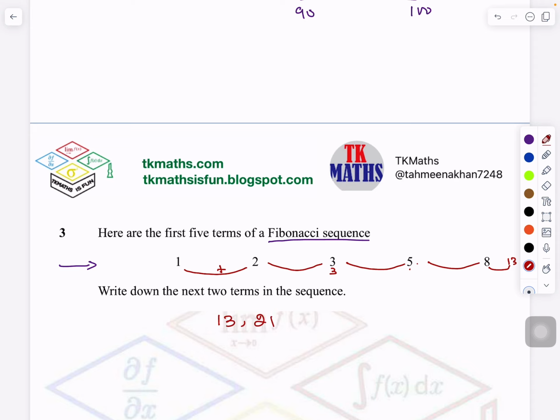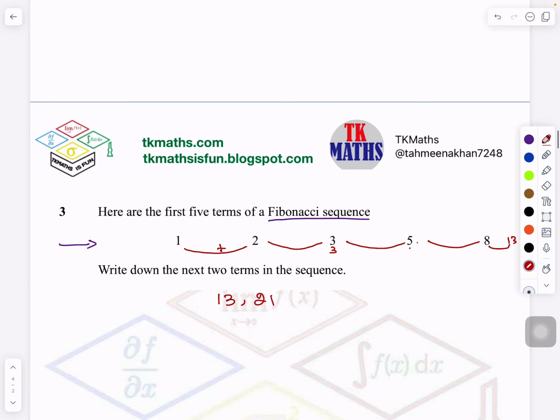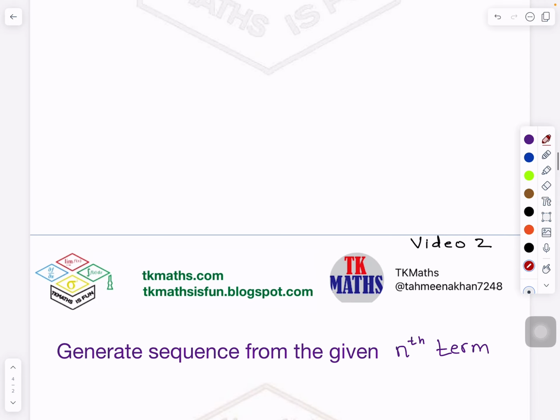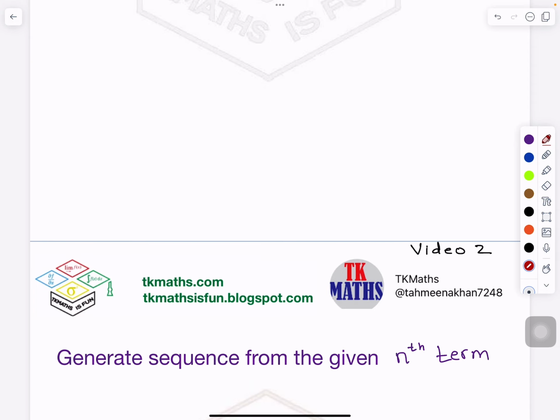Very good. So with this I will end the video. And in the next video we will study generating sequences from the given nth term.